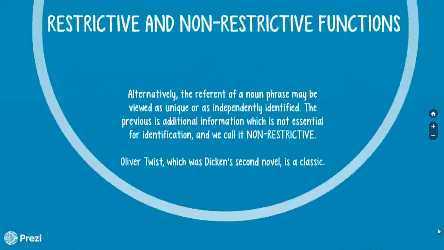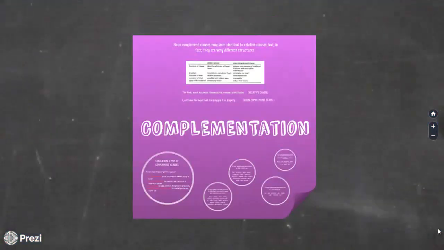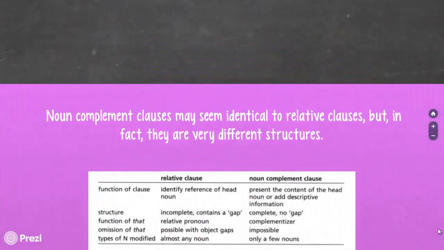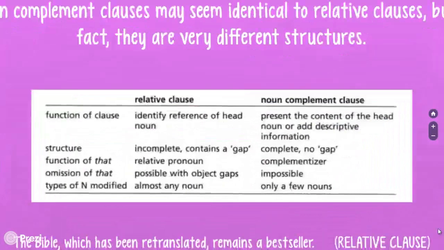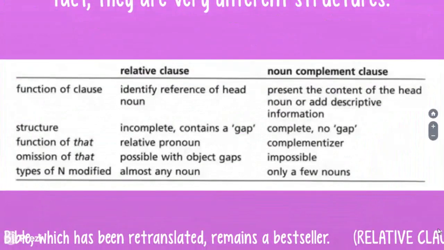Now let's move to complementation. At the beginning we said that the elements which can be placed after the head noun may be postmodifiers or complements, and that they are different structures. Well, noun complements may seem identical sometimes to relative clauses, but they are not the same. In the following chart, we can see some distinctions between them. The function of a relative clause is to identify the reference of a head noun, while a complement clause presents only the content of the head noun and it serves as descriptive information.